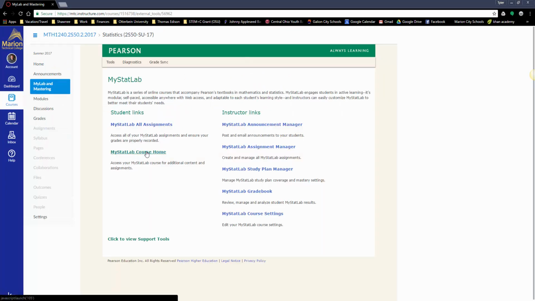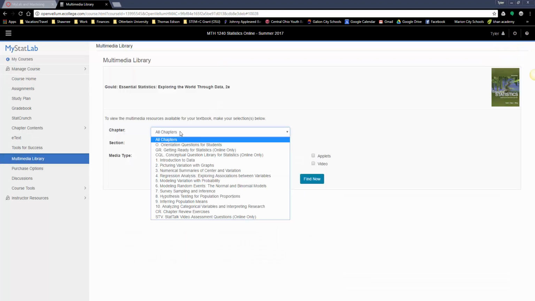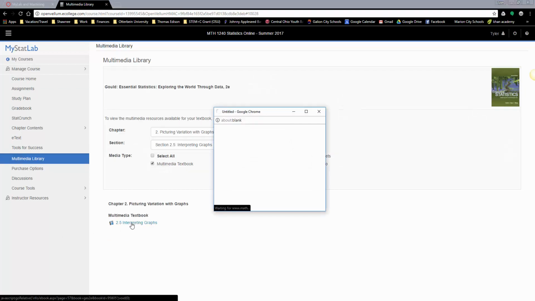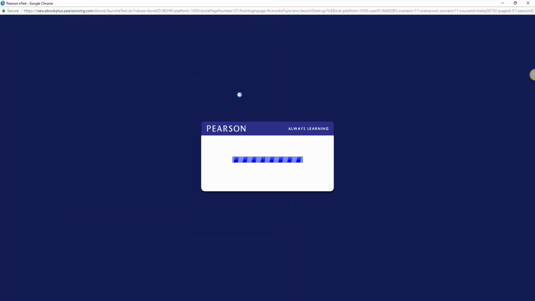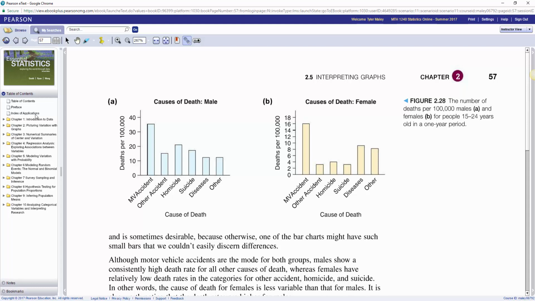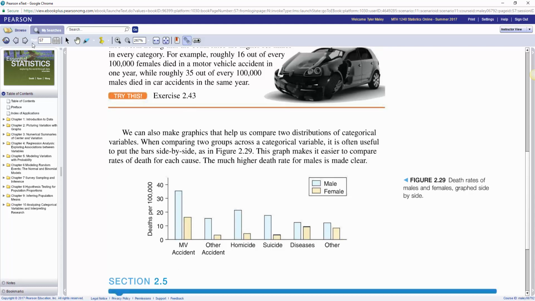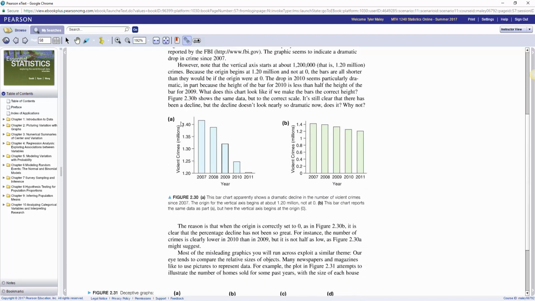So if we go into my math lab or my stat lab, we can go to multimedia library, and let's grab the textbook. Alright, so we're looking for figure 2.30. So here, for example.